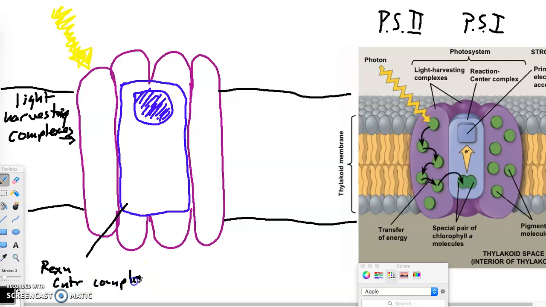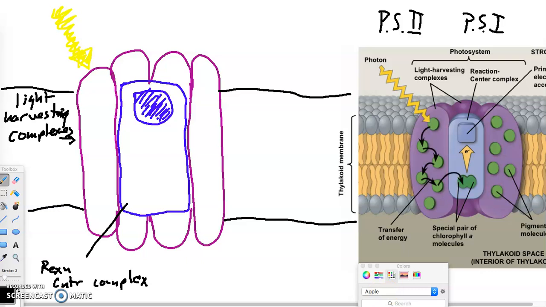Again, I'm abbreviating a little bit here, but you get the sense for the two different parts of this huge photosystem. And this is pretty similar for photosystem 2 or photosystem 1. I'll explain the details differentiating the two in just a little bit.